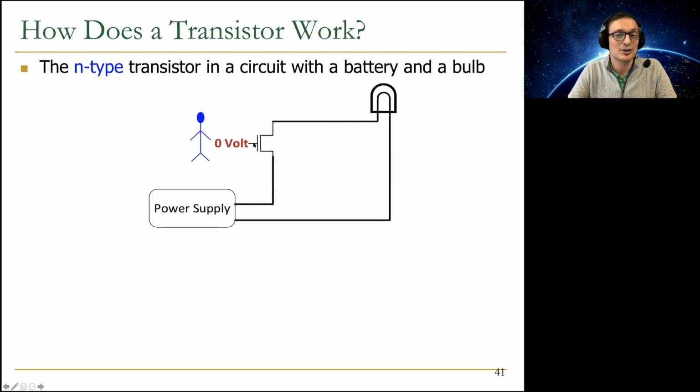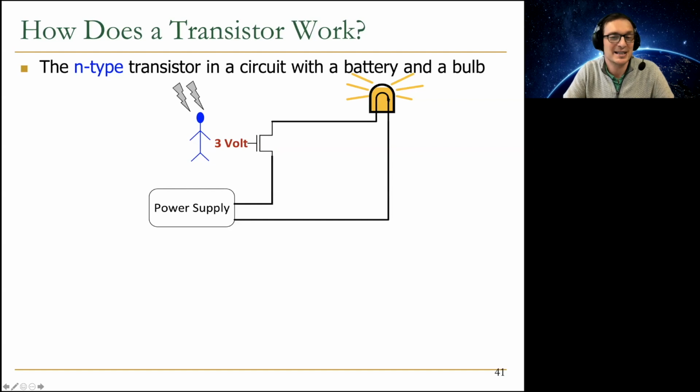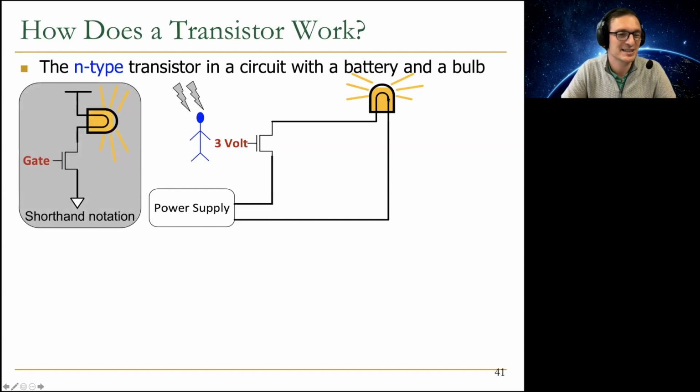If we apply 0 volts to it, it doesn't conduct. As a result, the light bulb doesn't get turned on. If you apply 3 volts to it, well, okay, I apply some volts. I'm going to assume 3 volts is a high voltage over here. If you apply 3 volts to it, then it conducts, right? So that's the idea, basically. It's just like a wall switch in the end. And this is our shorthand notation.